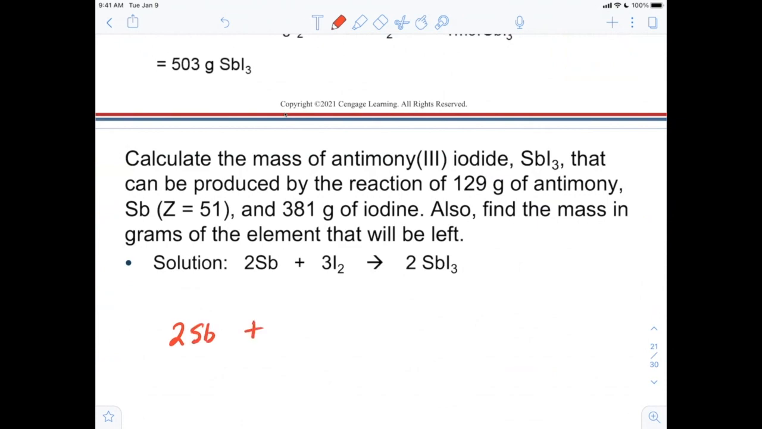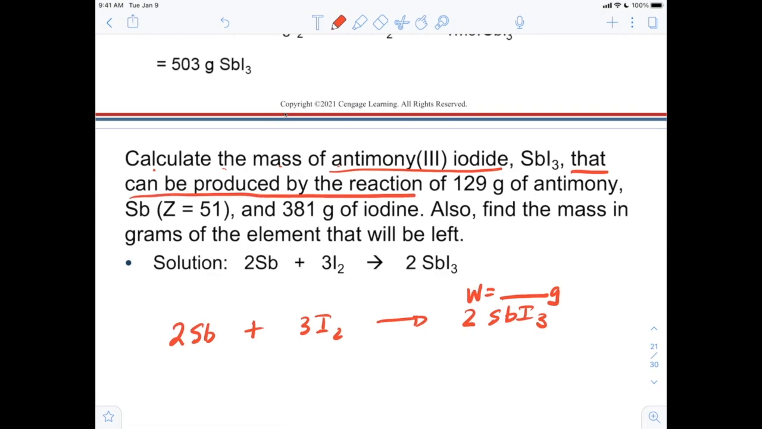2Sb plus 3I2 to give us 2SbI3. Calculate the mass of antimony 3 iodide. This is what is wanted in grams. If they don't say in grams, assume grams unless they say something else. That can be produced by the reaction of 129 grams of antimony.